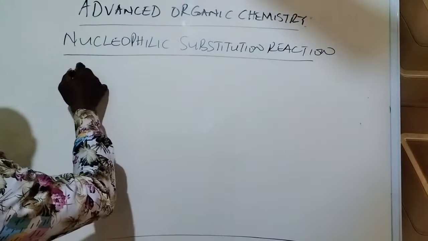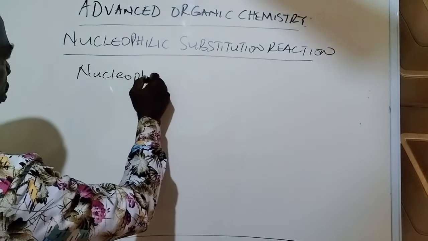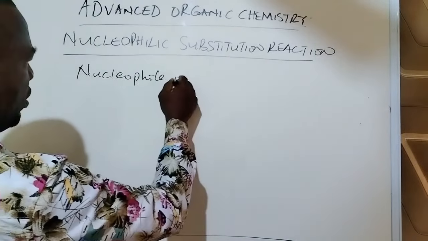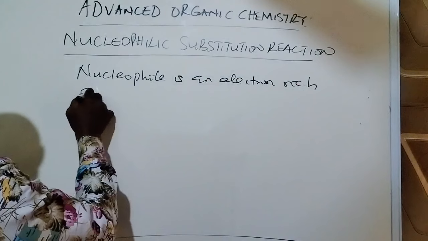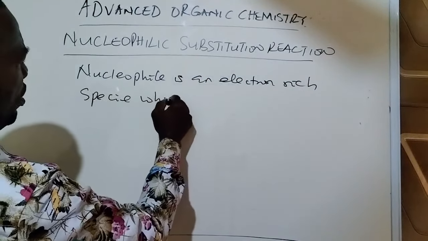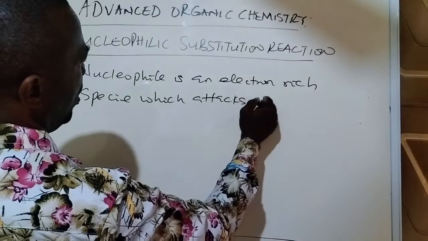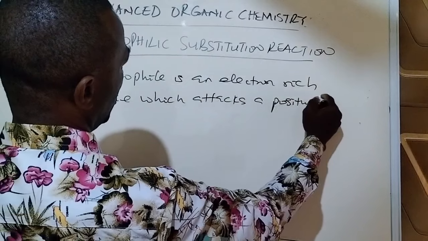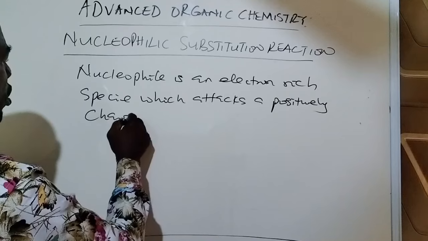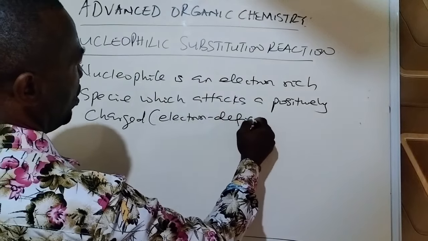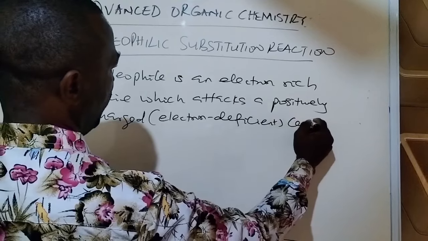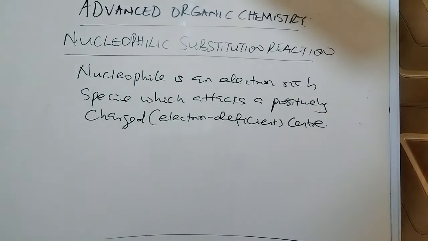We now have to understand the word nucleophile. What's the nucleophile? A nucleophile is an electron-rich species which attacks a positively charged, or you can say electron deficient, center. So a nucleophile is an electron-rich species. It's rich in electrons, and it attacks a positive charge or deficient center, which is normally called an electrophile.